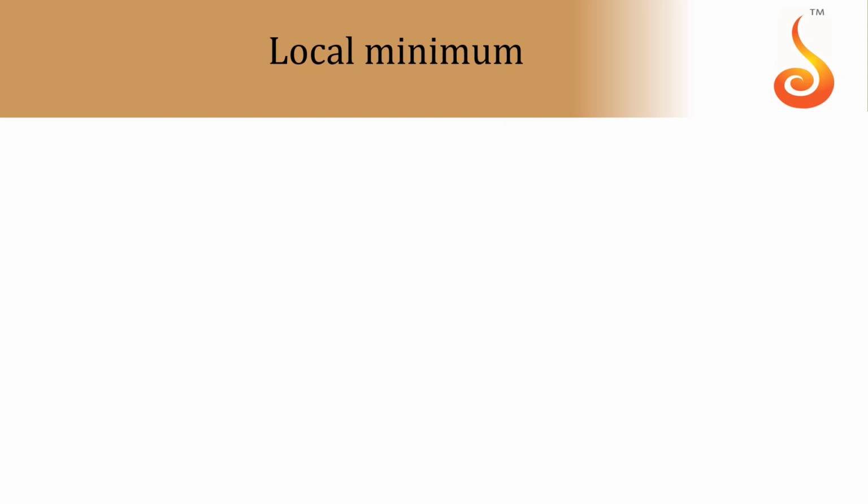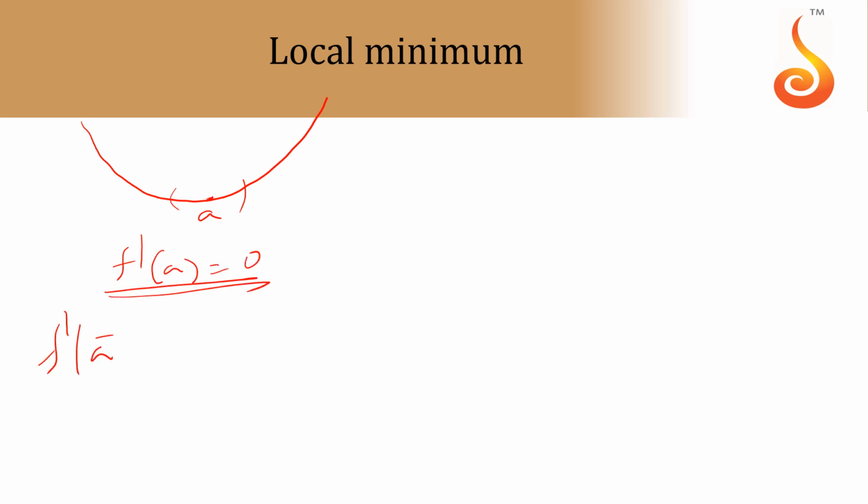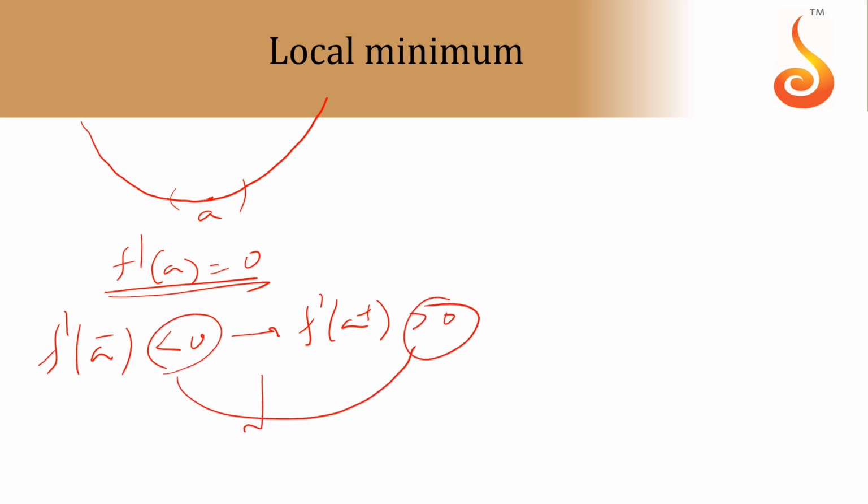Local minimum, same thing. What does local minima mean? The graph will be like this. This is the left neighborhood, right neighborhood. Taking the first derivative, can I say f dash a will be 0, and f dash to the left is negative since the function is decreasing, and f dash to the right is positive. So negative to positive through 0. f dash x is changing its sign. Then it is a local minimum.